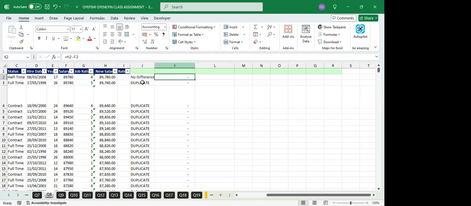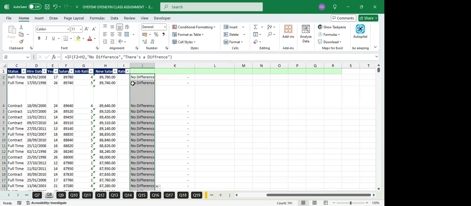So this will be correct. And if I drag down, that will actually do what I intend to get. I'll see no difference here, no difference here, no difference here. The if statement would have helped me answer that question easily. I hope you understand what the person tried to do here.